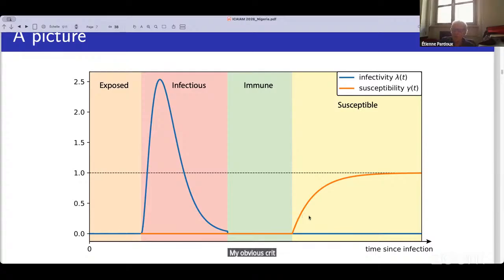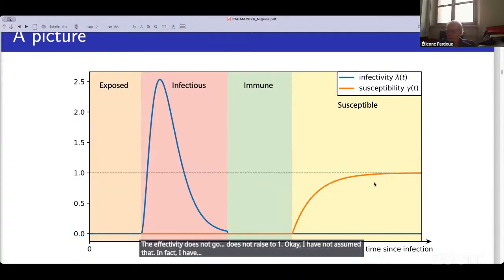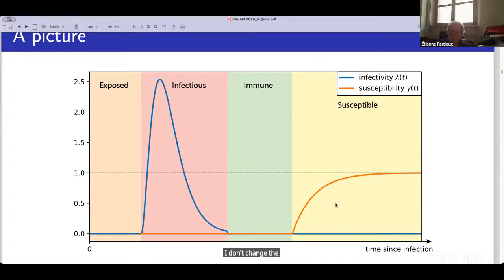obvious criticism, which is true for all diseases and maybe even more for malaria, is that you may expect that after having been infected once, the infectivity does not rise to 1. I have not assumed that. In fact, in my assumptions, gamma can do anything. In particular, it could converge to something less than 1. But of course, if you have been reinfected several times, you expect that the number of reinfections changes this curve. And I don't take this into account. I don't change the form of the lambda gamma after several infections.